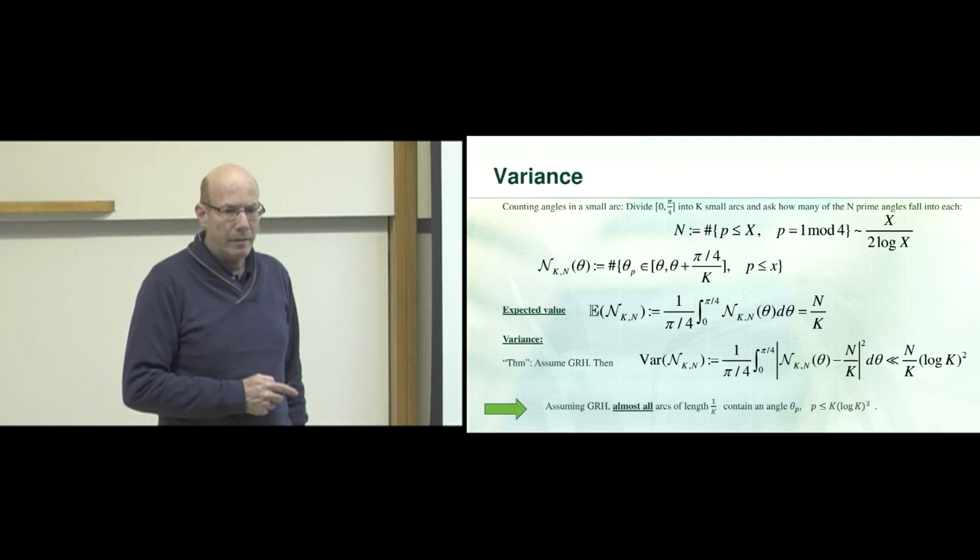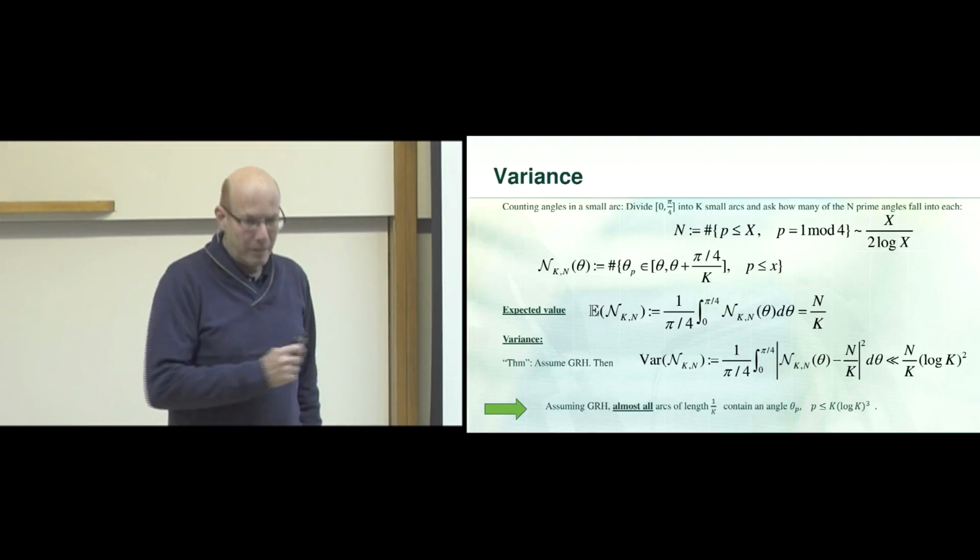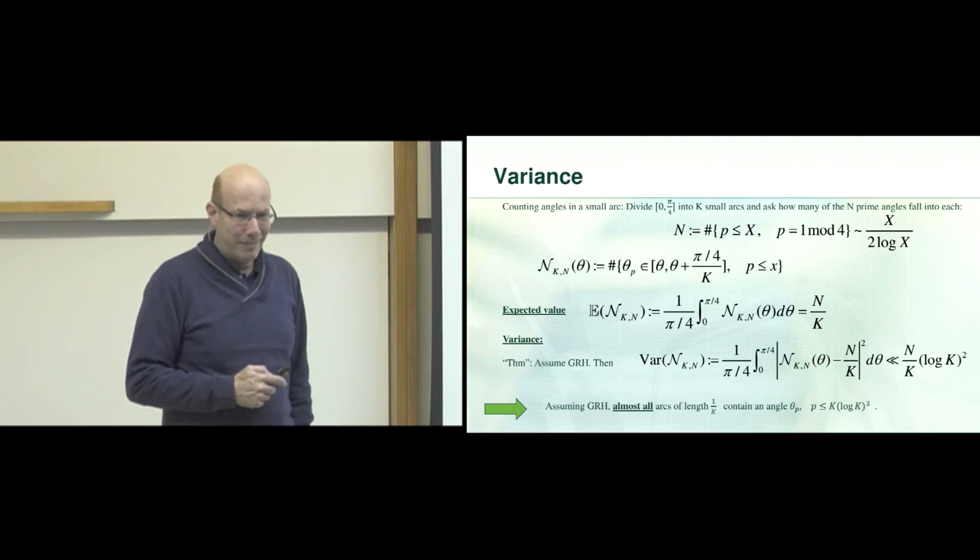I understand this gives you almost all arcs, but the question is, does the Riemann hypothesis or other methods allow you to get lower bounds on the variance to show that this is tight? No, this is just an upper bound. I will discuss this in the next slide.